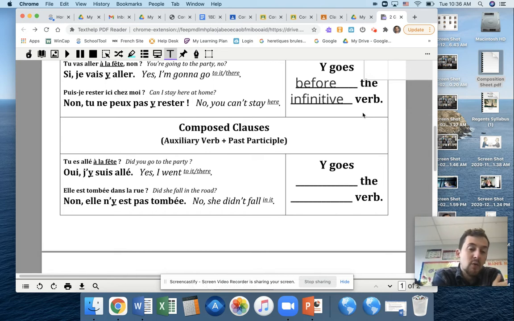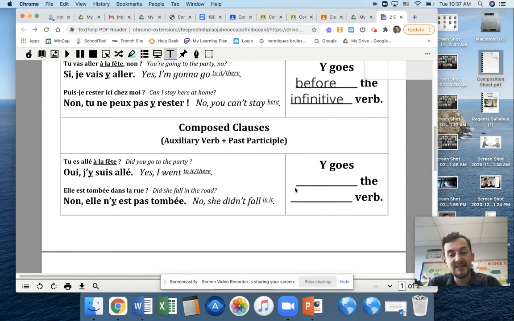D'accord? Remember that the PP baby is a dirty liar. It's not a verb. It just pretends it's a verb. So don't give it anything. You give your AV baby all the love. You give it the ne pas blanket, and you put the Y next to it. And so the past participle should have nothing after it. You just drop it at the end. D'accord? Non, elle n'y est pas. No, she isn't. And then fallen. Well, she isn't there. And then the word fallen.